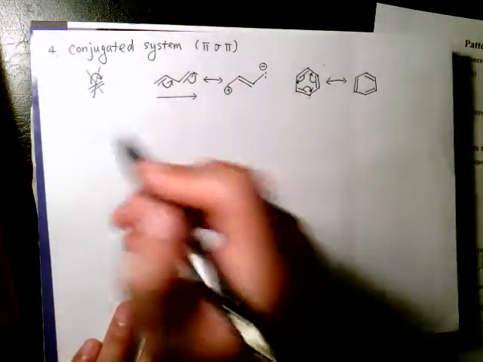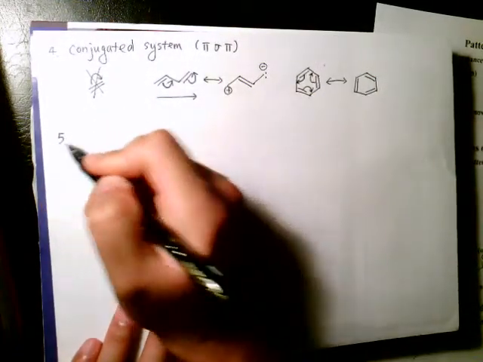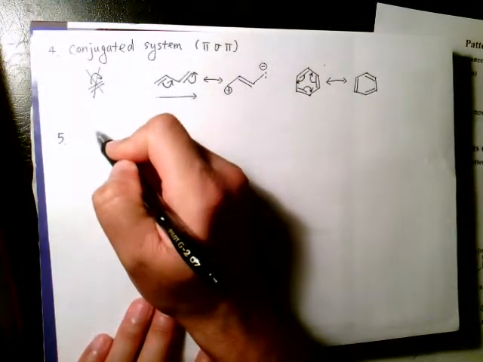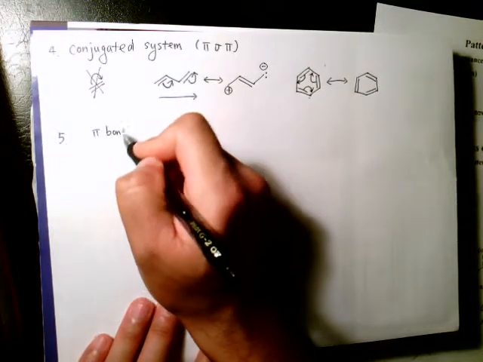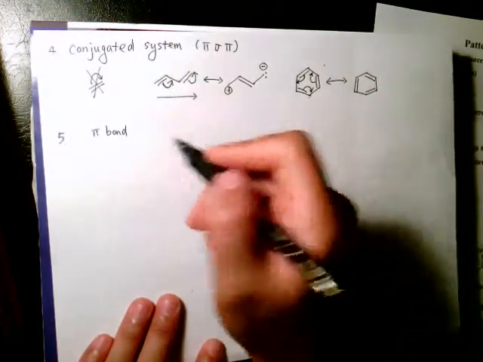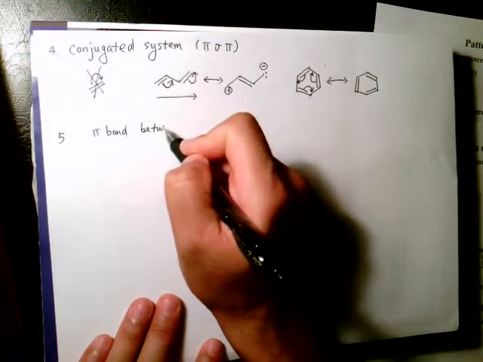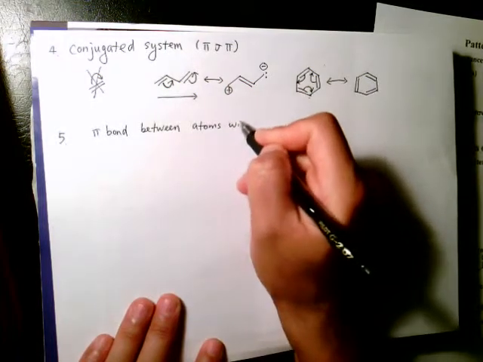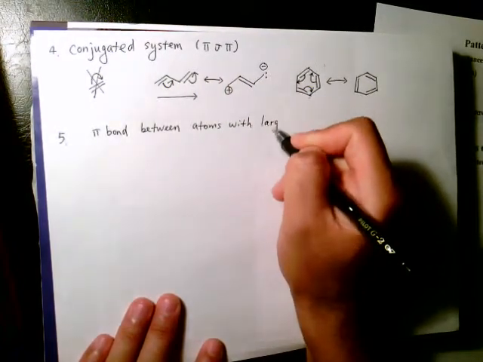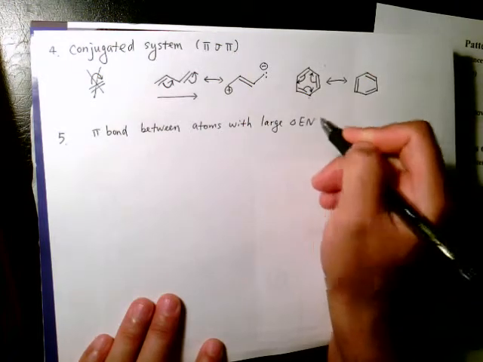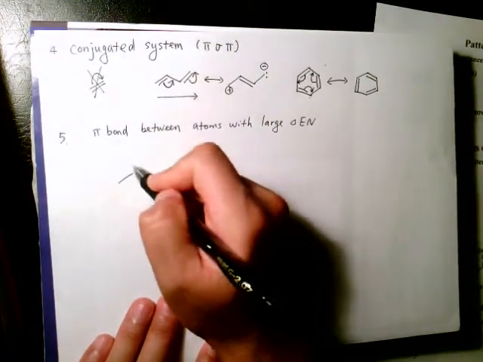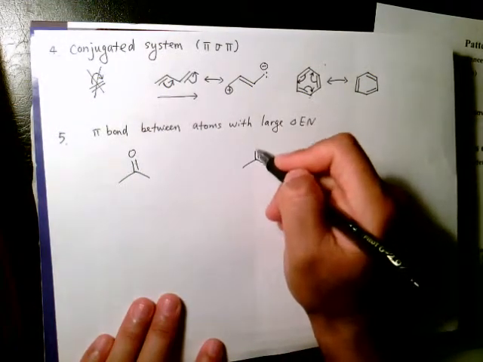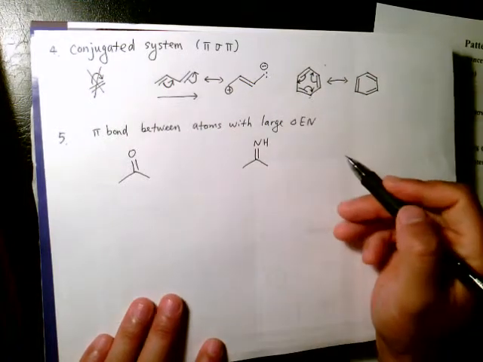So now let us work on number 5, and we already briefly mentioned pattern number 5. That is the pi bond. It can be a double bond or a triple bond between 2 atoms with very large electronegativity difference. So in this case, it can be a carbon-oxygen bond, or it can be a carbon-nitrogen bond. So we are going to use these 2 as examples.